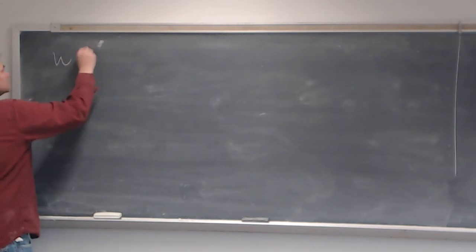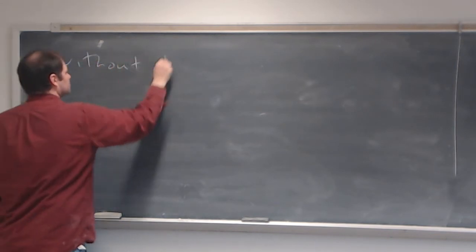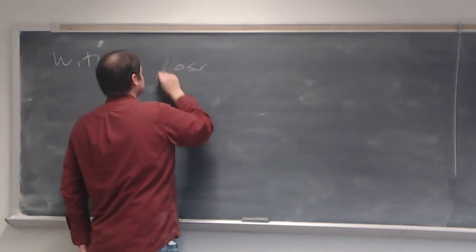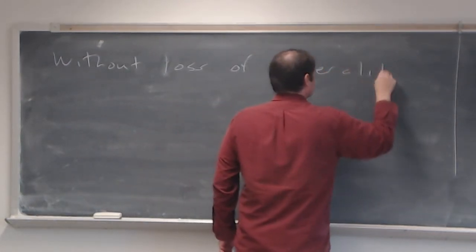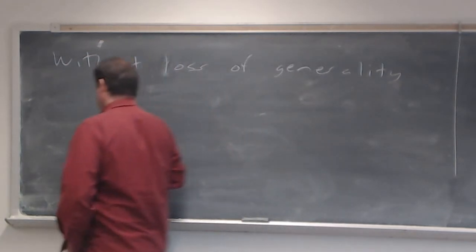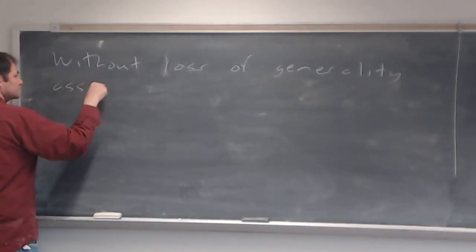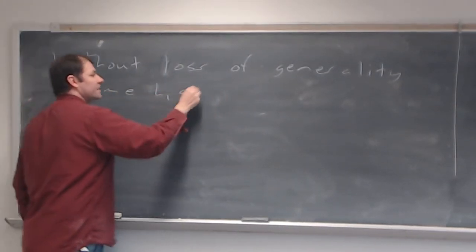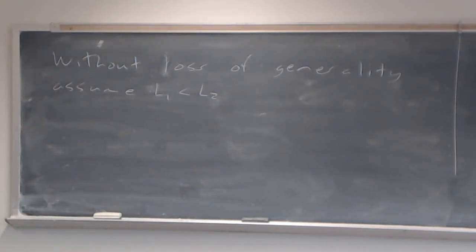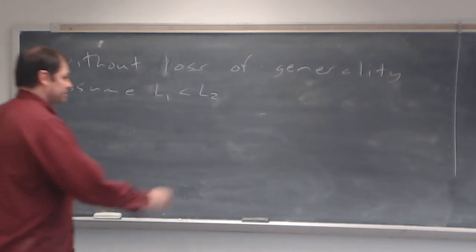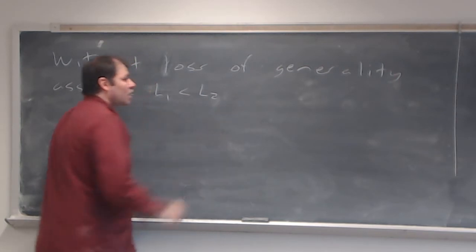So we'll say this phrase: without loss of generality, assume L1 is less than L2. It doesn't matter. One of them is smaller than the other, one of them bigger than the other. We're just going to say L2 is the bigger one. Whichever one's bigger, we're going to designate it as L2.